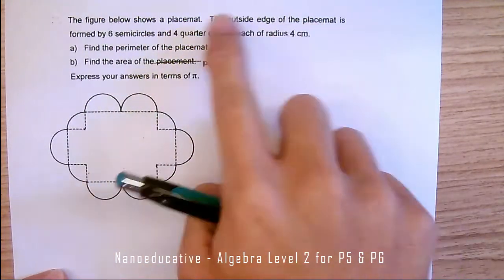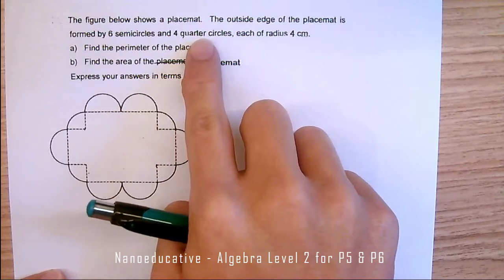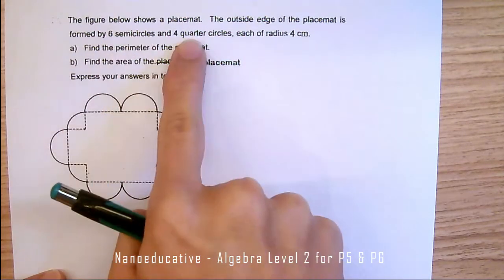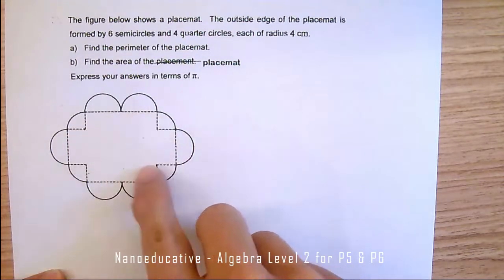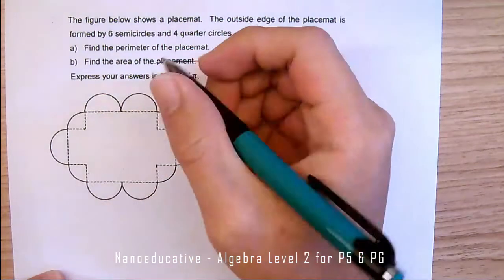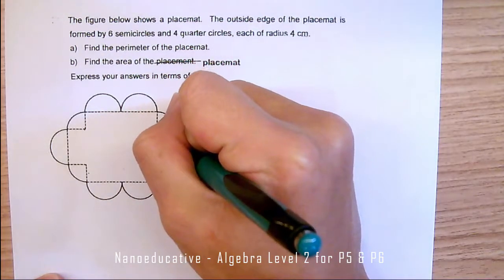The outside edge of the placemat is formed by 6 semicircles and 4 quarter circles. Where are they? 1, 2, 3, 4, 5, 6 semicircles and 4 quarter circles. Where? 1, 2, 3, 4. Each of radius 4 cm. Okay, stop. Go and write down first: 4 cm.